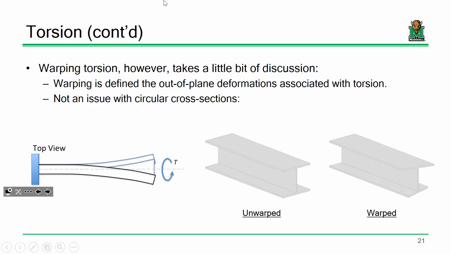What do I mean by warping? Okay? Circular shafts don't warp. And what I mean by that is if I take a section that's circular and I twist it, all it does is rotate.